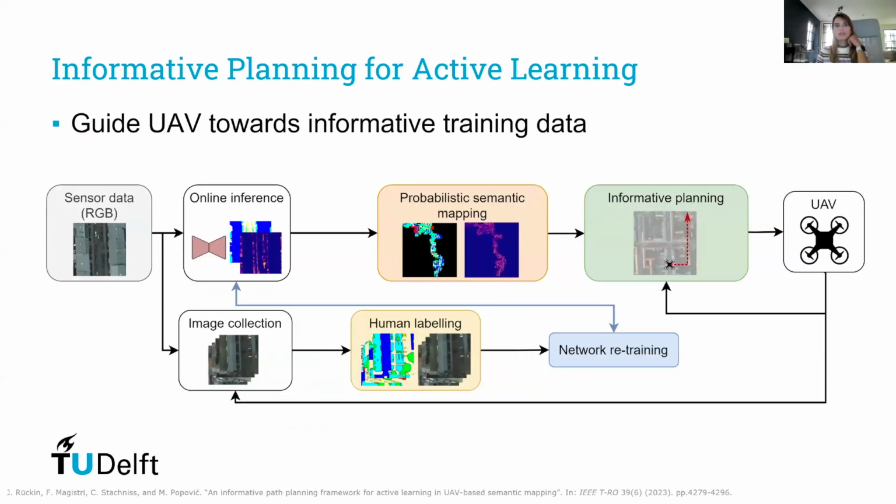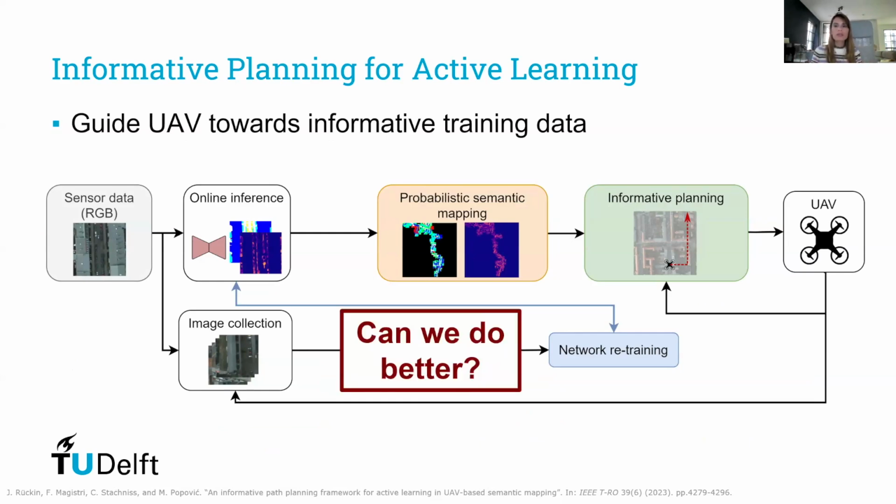And now finally, this framework that I presented still needs a human in the loop. So after each mission, we do rely on a human. We give them a bunch of images and they still have to do thorough pixel-wise labeling for each one. So the natural next question is, can we actually do better for this step? Can we make the job even easier for the human and reduce the amount of labeling that we have to do?